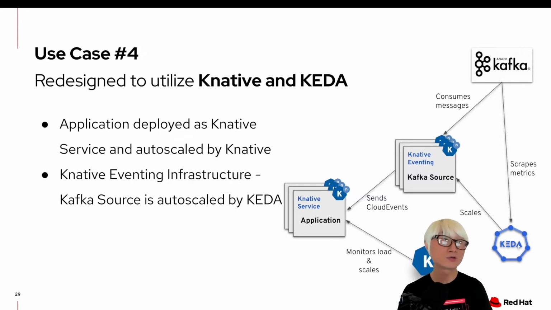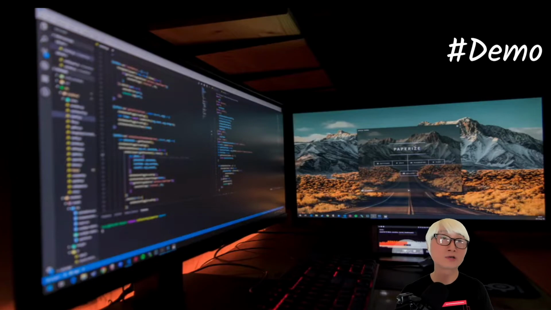So you can see KEDA will scrape the metrics from the Kafka topic and decide when the Kafka source needs to be scaled out, as well as the actual application running on the Knative service will be scaled out too. Okay, let's get right into the demo of how it works.